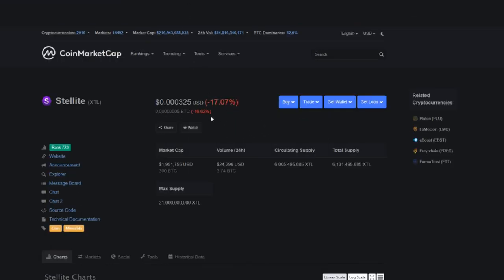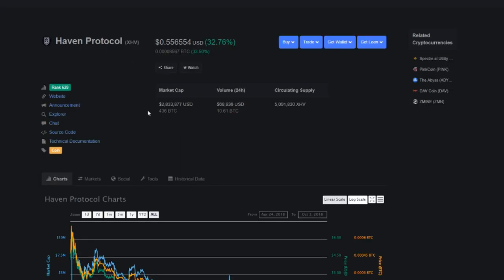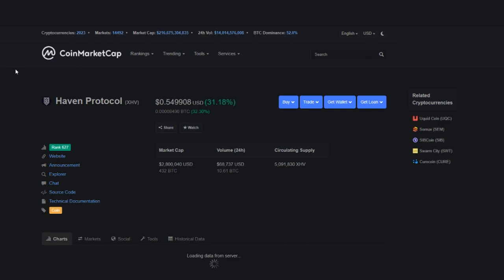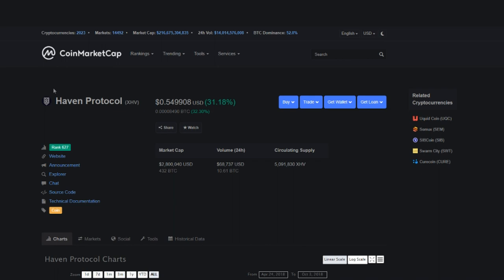Maybe coins like Stellite, for example, you have another example. So coins which are established, coins which are ahead of the game, and you can start mining them and still make some profit. It's at least better than mining coins like Raven Coin, where you have, for example, this is rank 627. Let's look for Raven Coin.